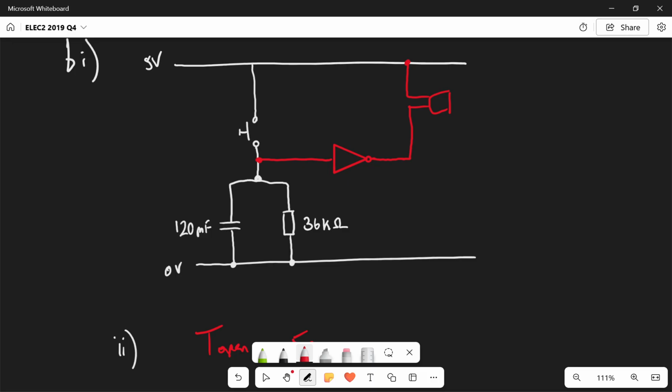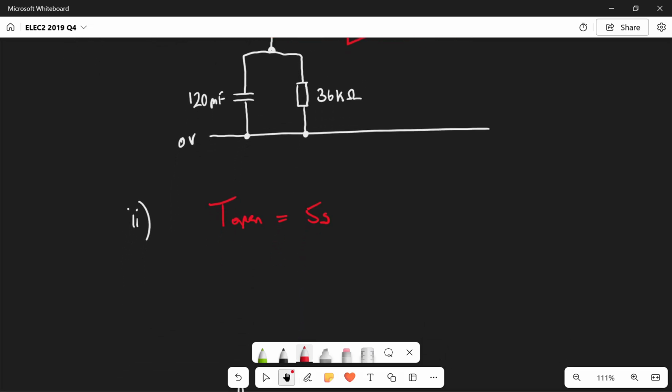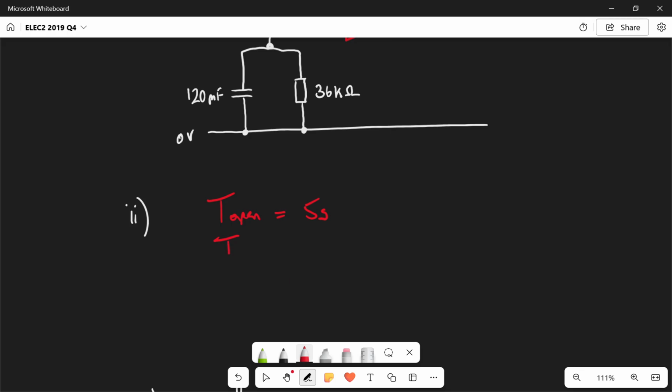So how long does it take for the voltage to drop from that 12 volts that initially was down to 6 volts? Well, we've done that calculation already. So the time for closed is 3 seconds, because that was the half-life. So the total time that the buzzer is going to sound is going to be that 5 plus 3 seconds. So it's going to be 8 seconds.